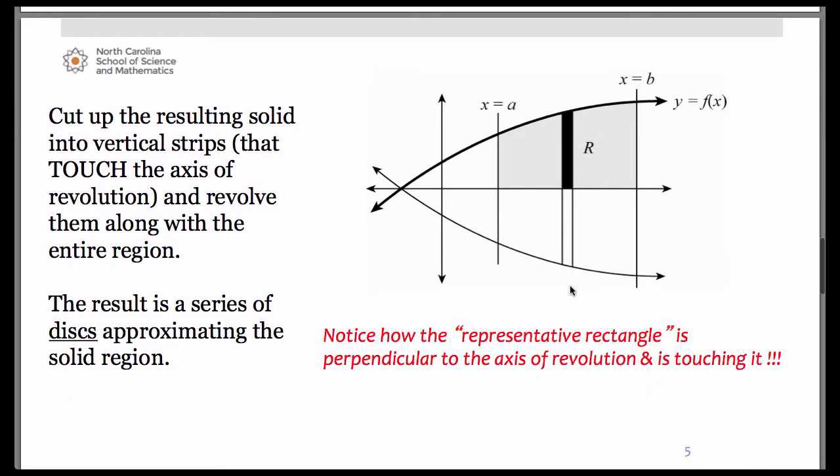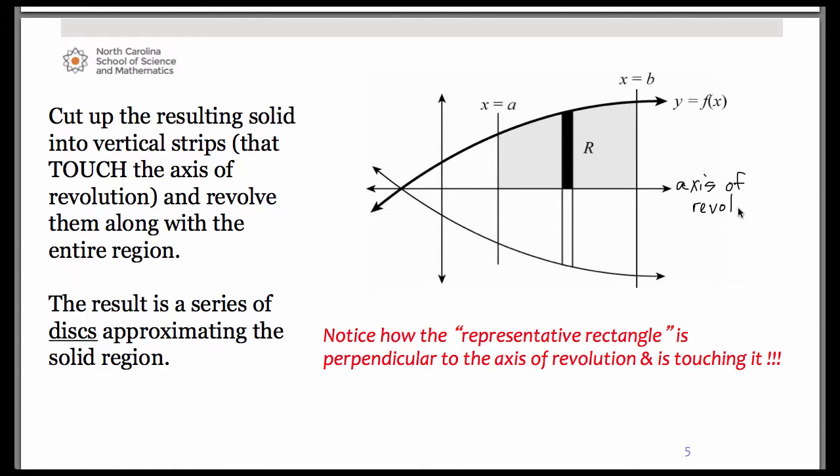So I would take that dark black rectangle and start swinging it around my axis of revolution. Remember, in this case, our axis of revolution was the x-axis. And the result when you do that is a disk. Think back to the applet visualizations I showed you. One thing to notice about our representative rectangle, because this is going to lead to two characteristics of a disk method problem: notice that representative rectangle is perpendicular to the axis of revolution and is also touching it.